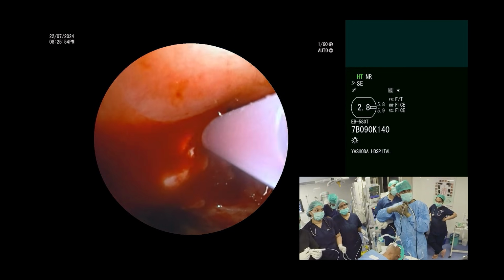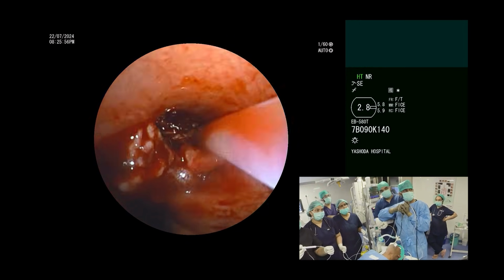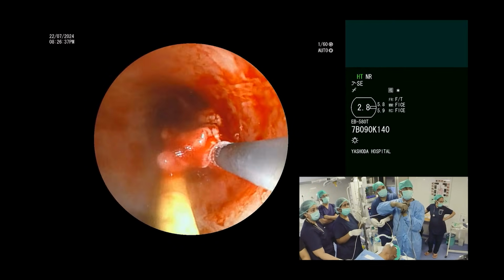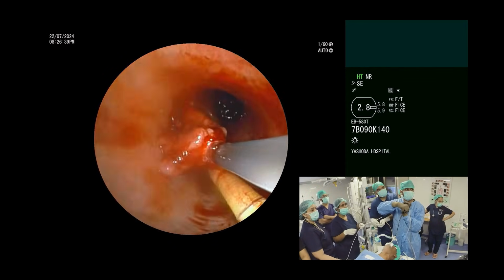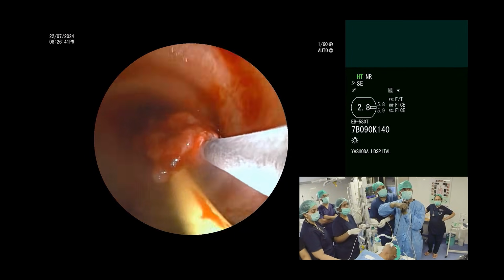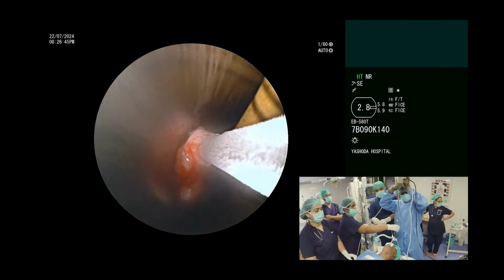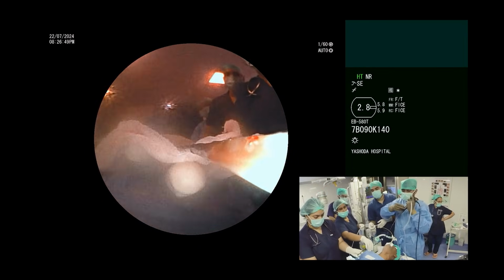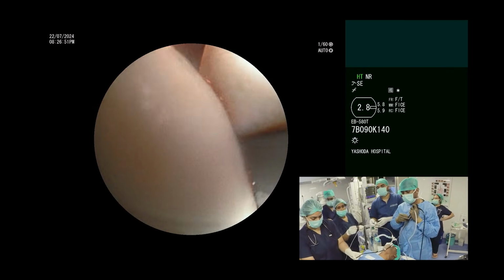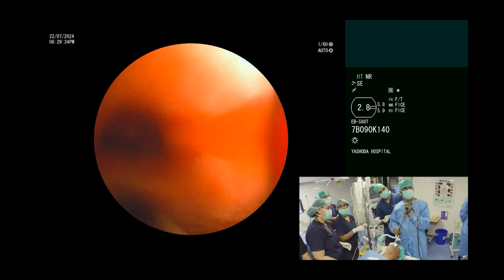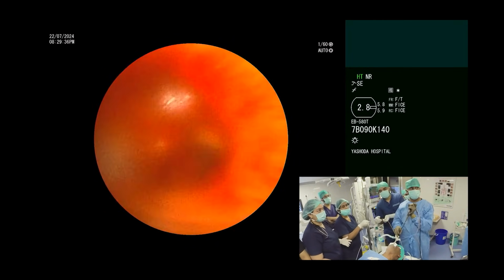So I am doing a repeat snaring of the tumor, and right now we are able to snare the second part of the tumor, and I'm using the cryo to gently extract this tumor from the airway. Cryo is a very versatile instrument which can help in a lot of steps in the interventional procedure involving tumor debulking.